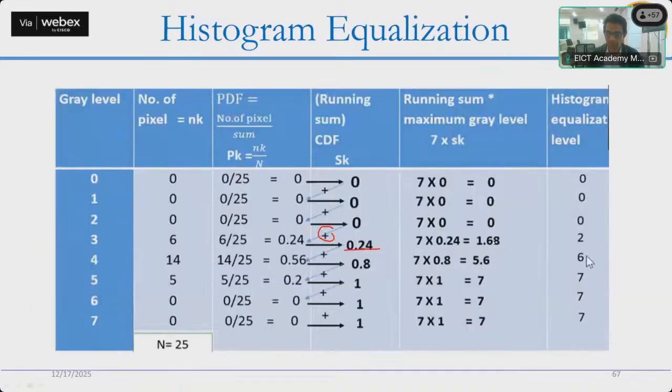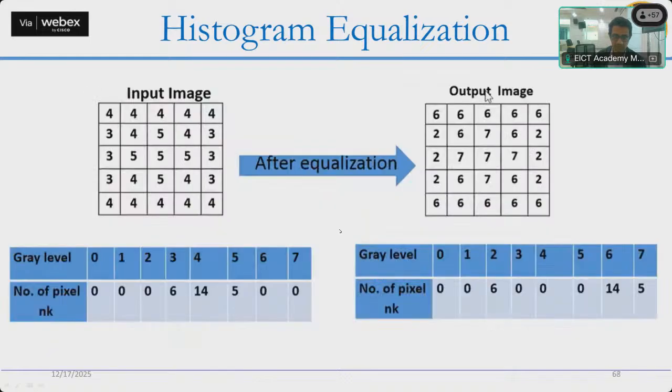So now after multiplying, we'll get some values like 1.68 and 5.6. So what is the rule here? We will then replace it by the complete number. The 1.68, the nearby number is basically 2, and 5.6 is basically 6, and 7 is already 7, so no changes in that. So in the new image, whatever these values are there.